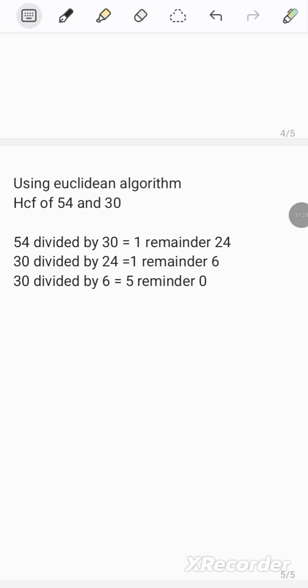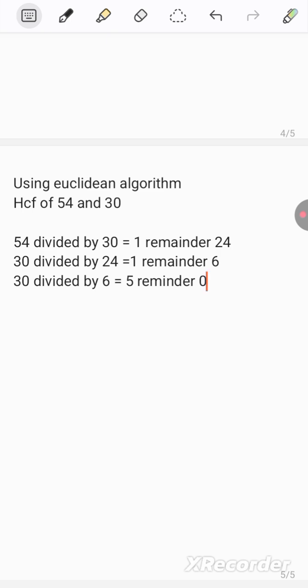First, we look for the smallest of the numbers whose HCF we want. The smallest of 54 and 30 is 30. Therefore, the first step is to divide 54 by 30. The answer is 1 remainder 24. Then the next step is to repeatedly divide the smallest number, that is 30, by every remainder until the remainder is 0. For instance, we have 30 divided by 24, which is 1 remainder 6. And 30 divided by 6 is equal to 5 remainder 0.